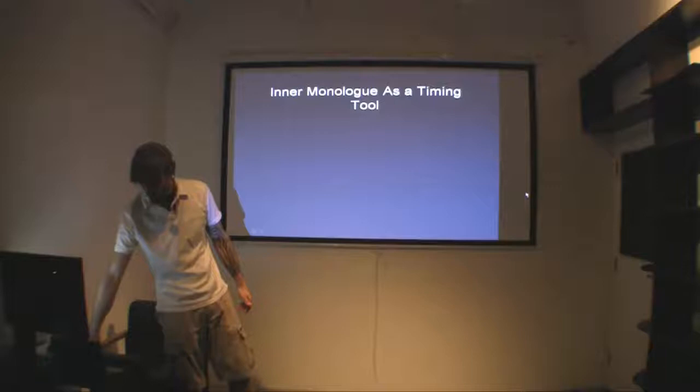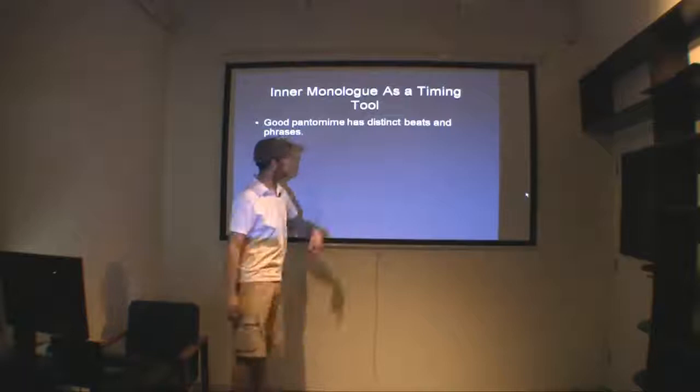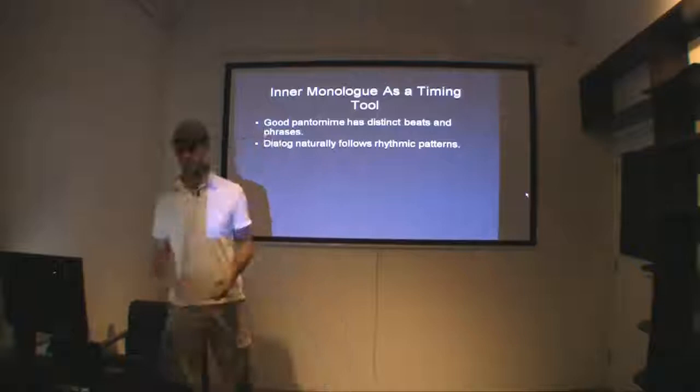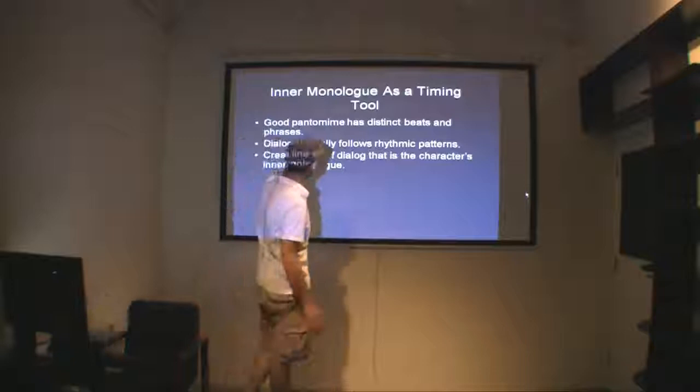Here's a neat trick. Inner monologue as a timing tool. Good pantomime has distinct beats and phrases, and what you'll notice is that sometimes you have dialogue that kind of animates itself. I find dialogue easier to animate because it has those rhythmic patterns, okay? So my trick is to create a line of dialogue that is the character's inner monologue as a tool to help you time your shot.